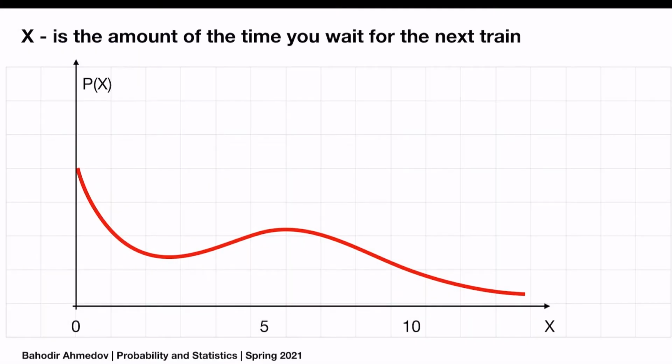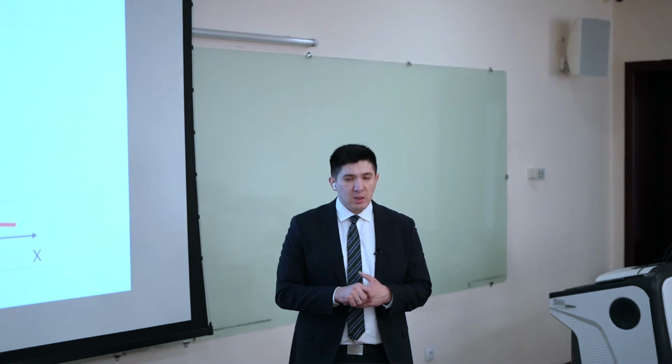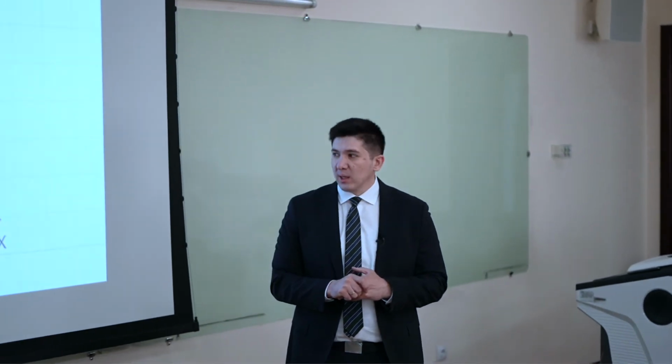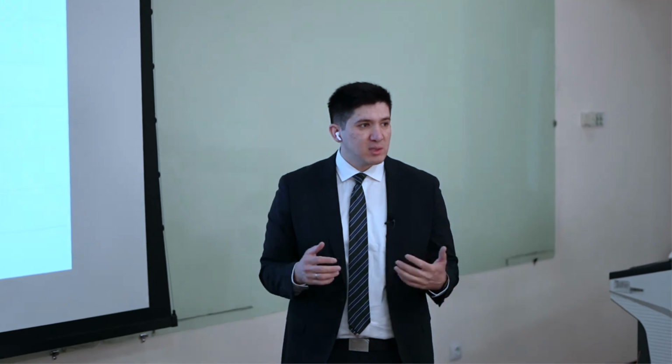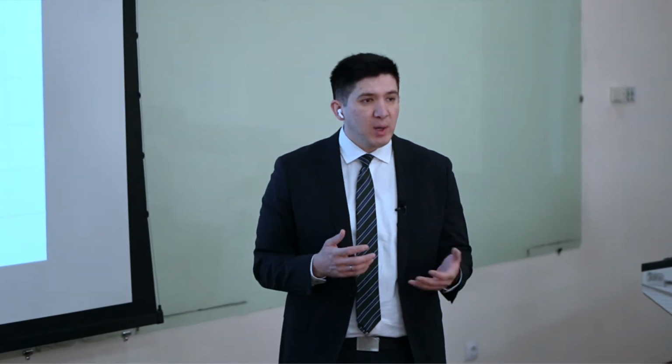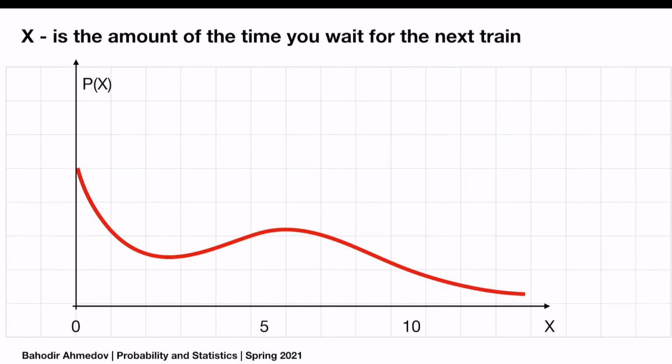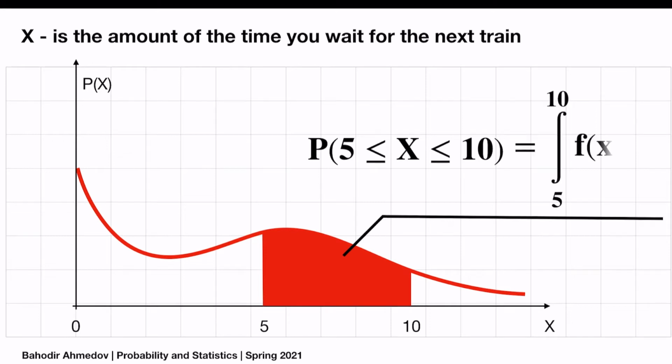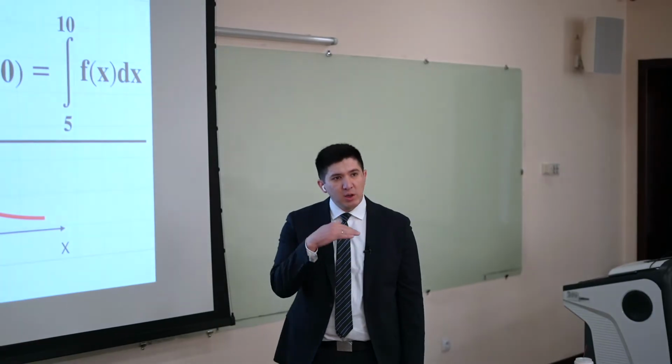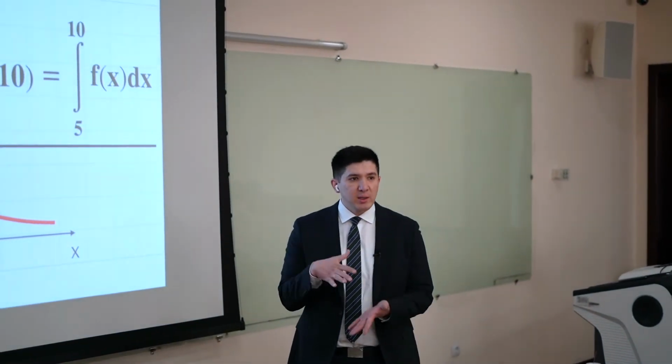For example, let's assume that x now is the random variable which measures the time you wait for the next train when you come to the university. You might wait 0 minutes or 5 minutes or 10 minutes or anything in between. And if you would like to evaluate the probability of waiting time between 5 and 10, what you are going to do is take the area under this curve. This area, which we can find using integration, is going to be the probability. Again, the curve is not the probability anymore. The area under the curve is the probability.